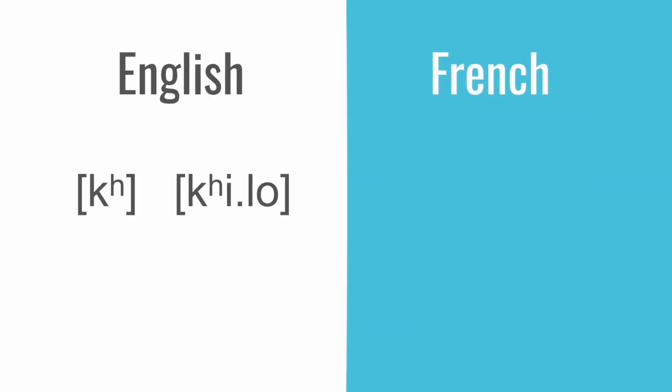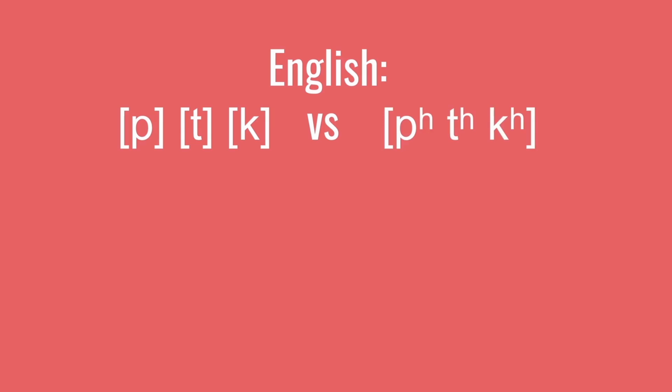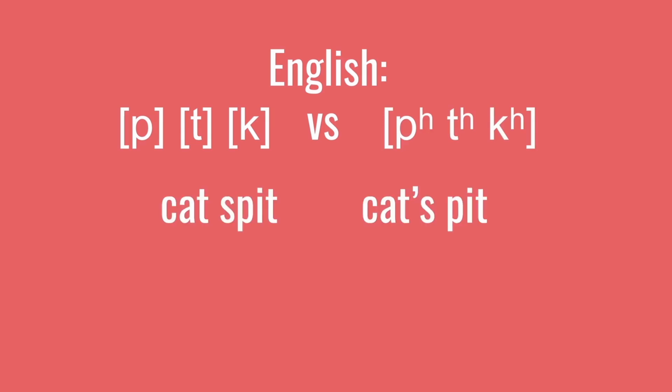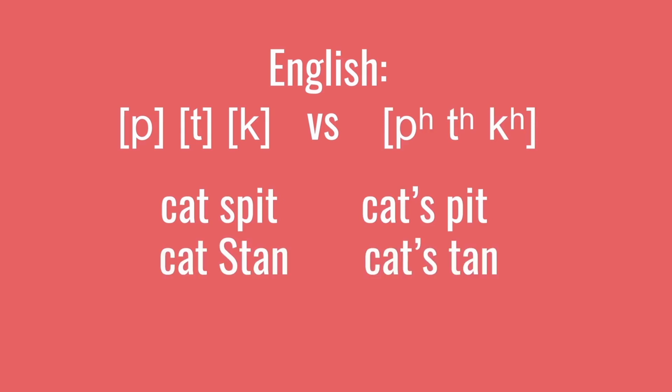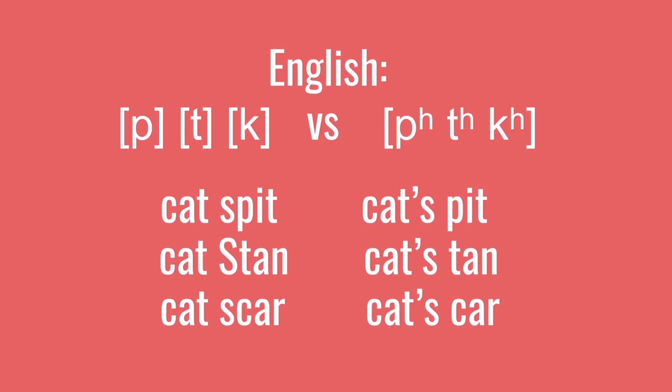This isn't K as in kilo. It's K as in kilo. Kilo, kilo. English actually has both versions of these 3 consonants. It's how we tell the difference between cat spit and cat's pit, my cat's stand and my cat's tan, and cat scar versus cat's car. It's just that we don't usually talk about these things.